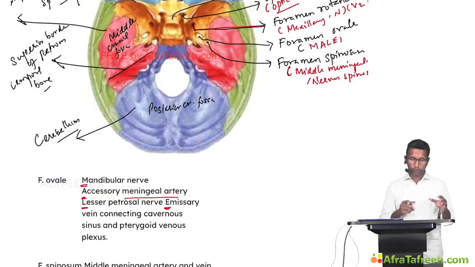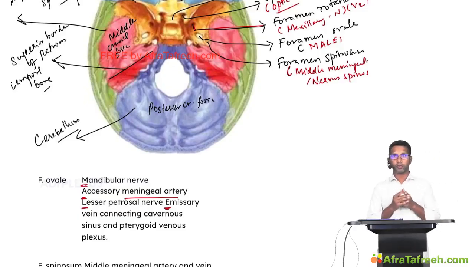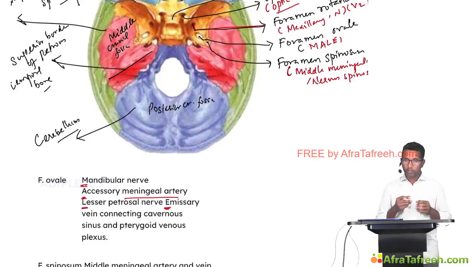So if you take these two foramina, one is the foramen ovale, another one is the foramen spinosum, they lie very close to each other.